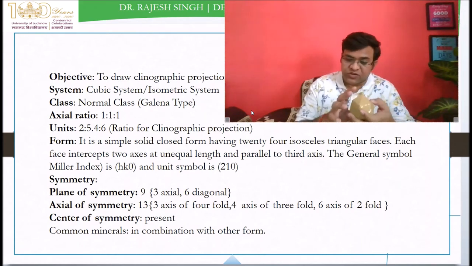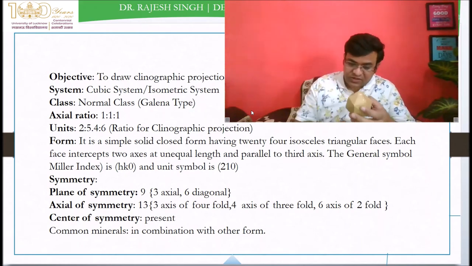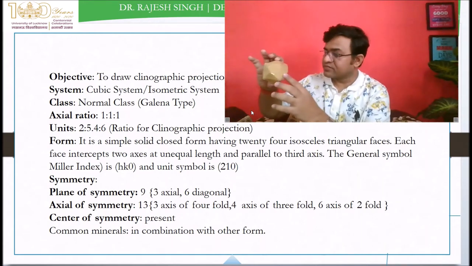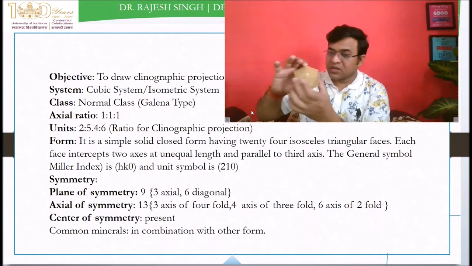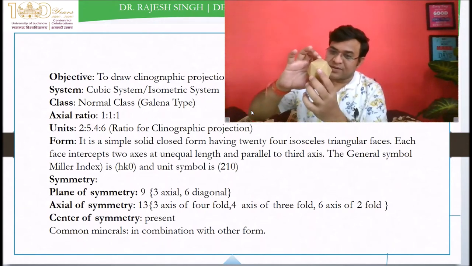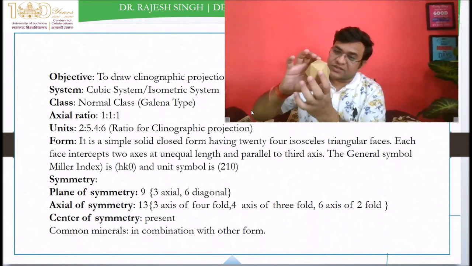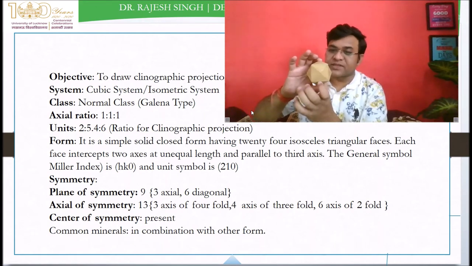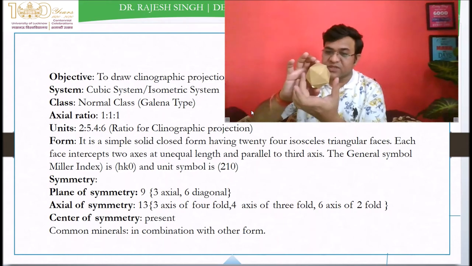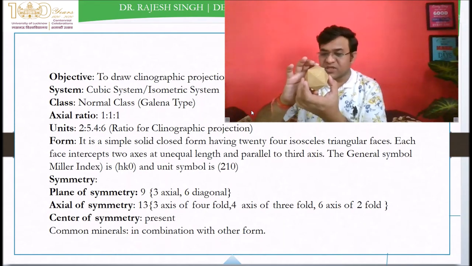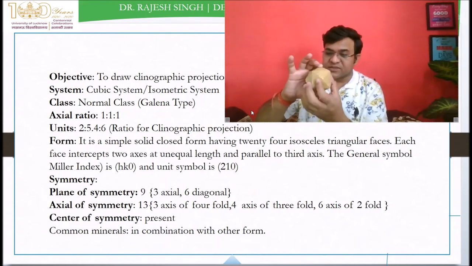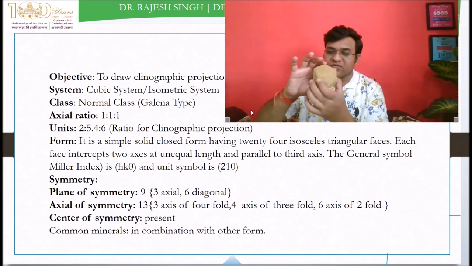So first I am going to discuss the axes of symmetry, like this one. This one is top to bottom, this one is front to back, front to back is not visible to you, and this one is left to right. Okay, so when we rotate along these axes, you will get fourfold symmetry. All three axes will give you fourfold symmetry.